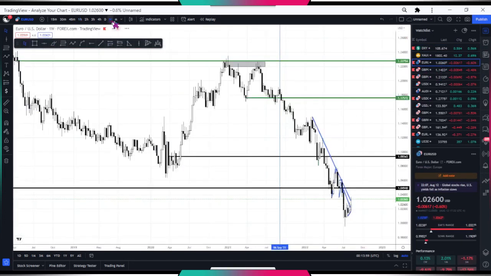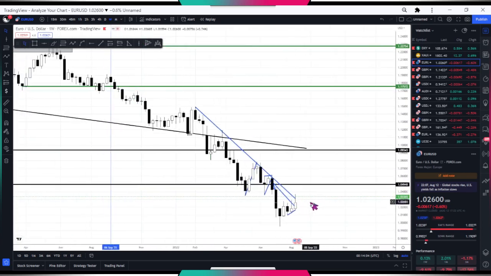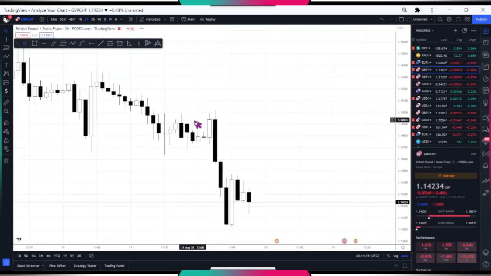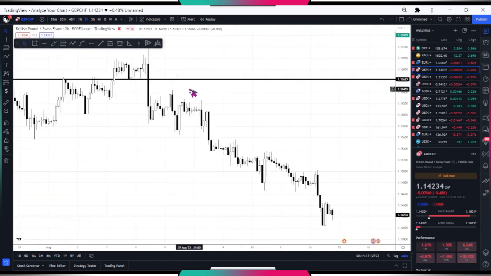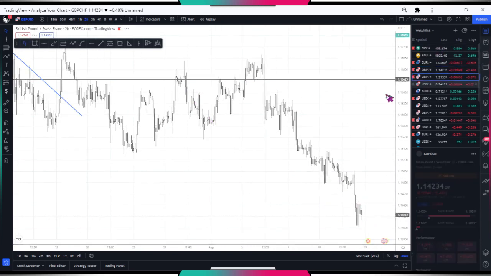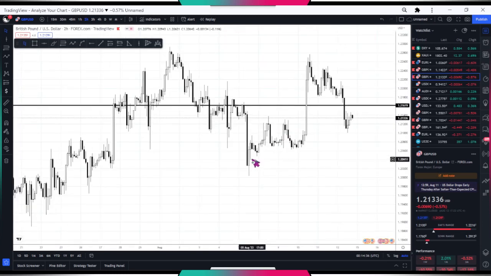Or in general, the moves were kind of precise and clear, similar with GBPUSD as of that 10th of August. Sorry, GBPUSD as at the 10th of August on Wednesday. They all moved pretty well.